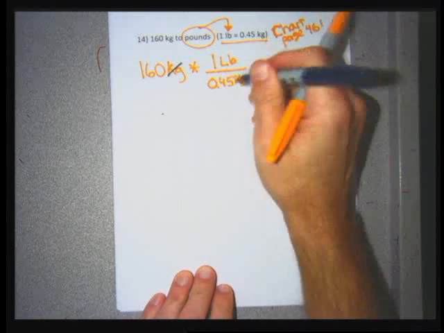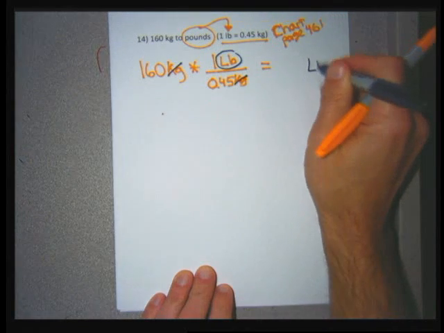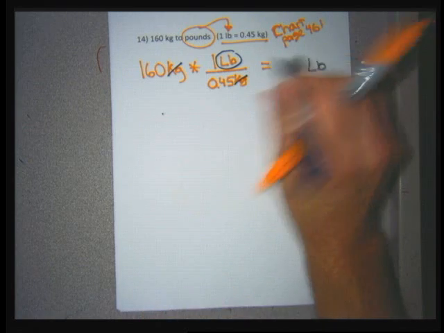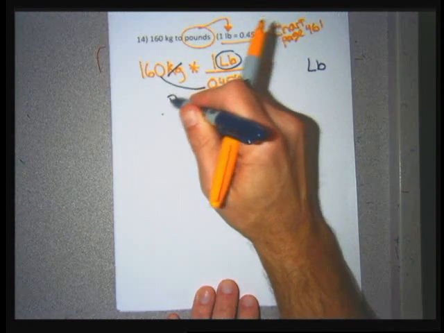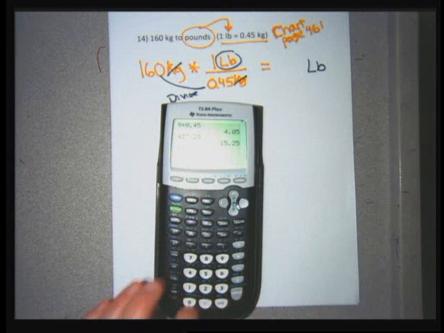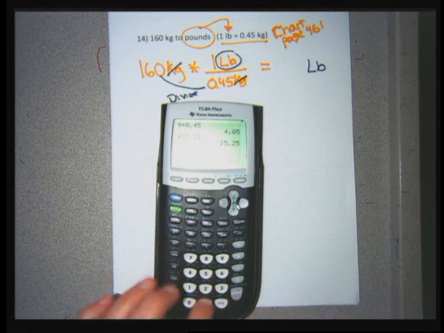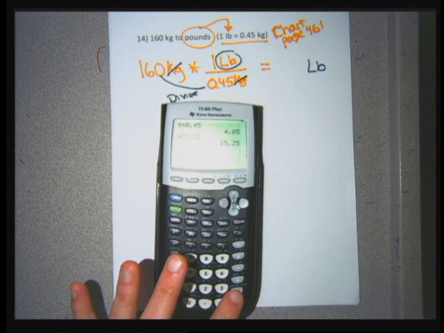So now that I have my fraction set up, the kilograms cancel. I'm going to be left with pounds, or LB I can write. And because the 0.45 is in the denominator, to get my answer, I need to divide these two numbers. So I'm going to take 160 and divide it by 0.45. If the unit that's not the one is in the numerator, you multiply. If the unit that's not the one is in the denominator, you divide.